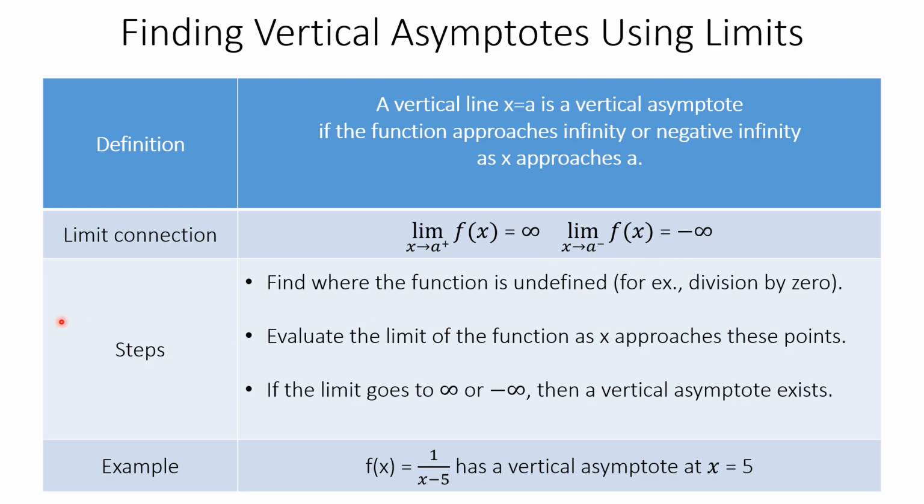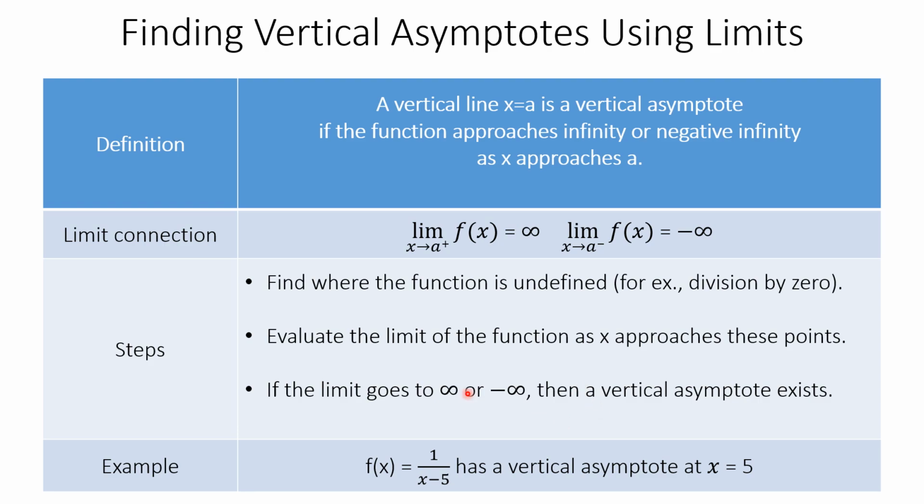So the steps to find if there's a vertical asymptote is to first find where the function is undefined, for example, find a division by 0. Then evaluate the limit of the function as x approaches these points. If the limit goes to infinity or minus infinity, then a vertical asymptote exists.